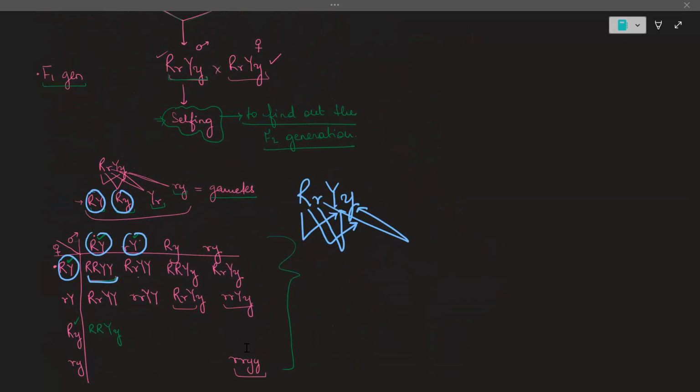Also, everyone complete this crossing square, okay? You have to write all the genotypes on your own. The ones that I've left, you write it, okay?